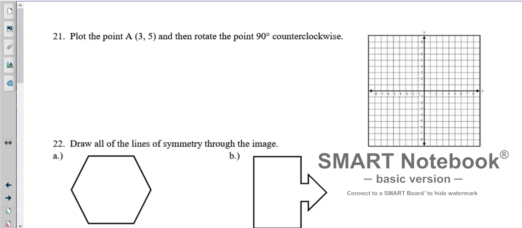All right, plot A at 3, 5. So 3, 5. There's A. Rotate it 90 degrees counterclockwise. Now remember, that means it's going to be rotating one quadrant over.